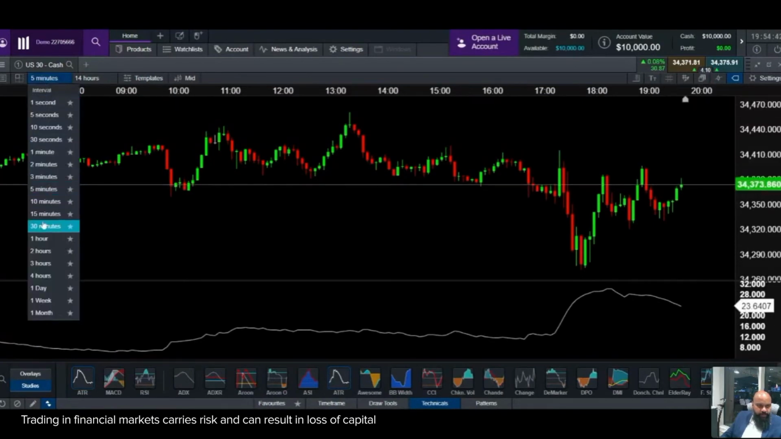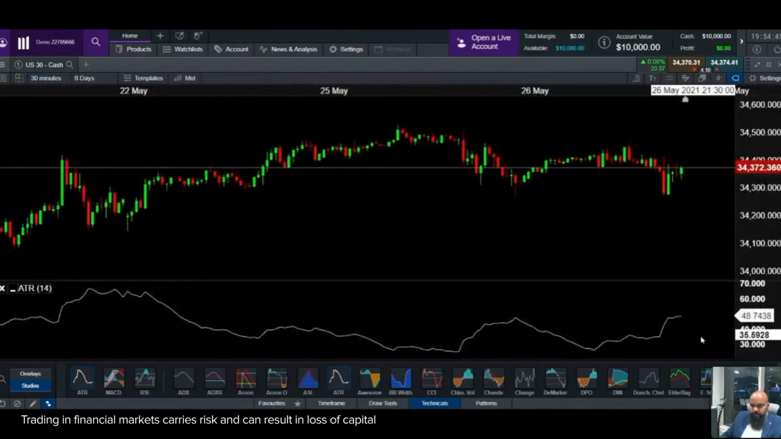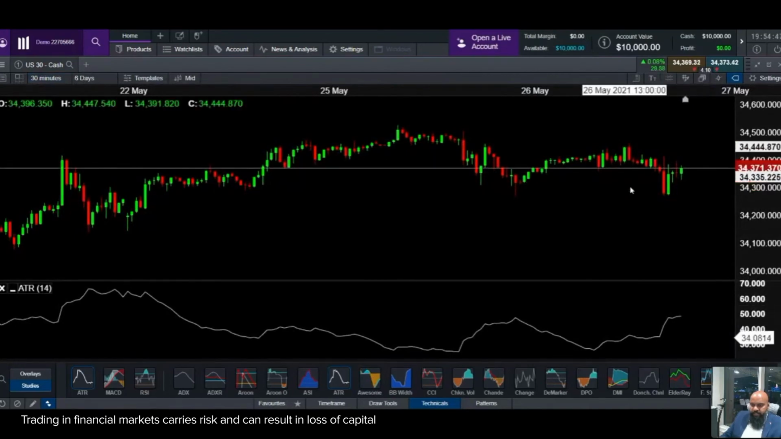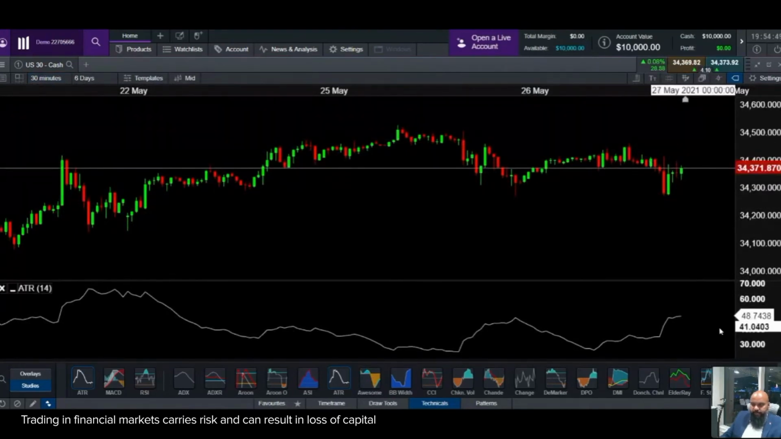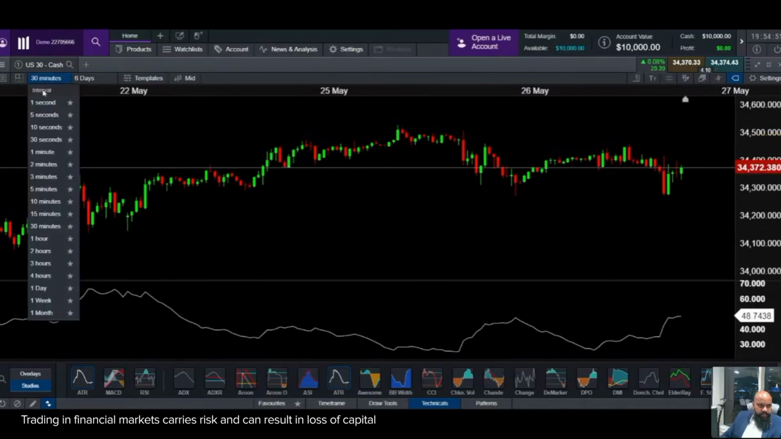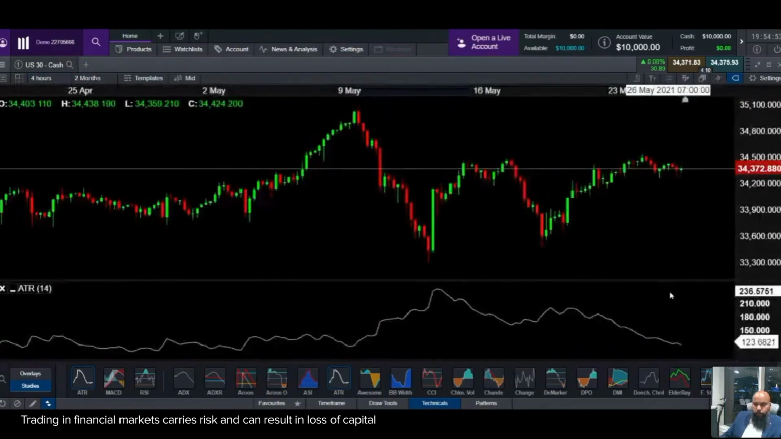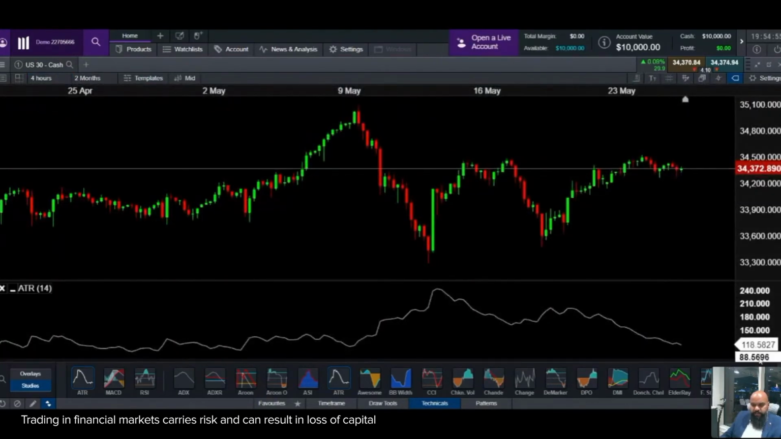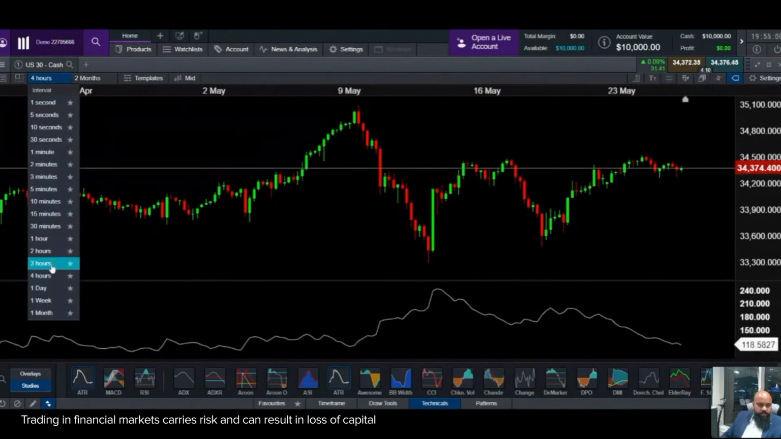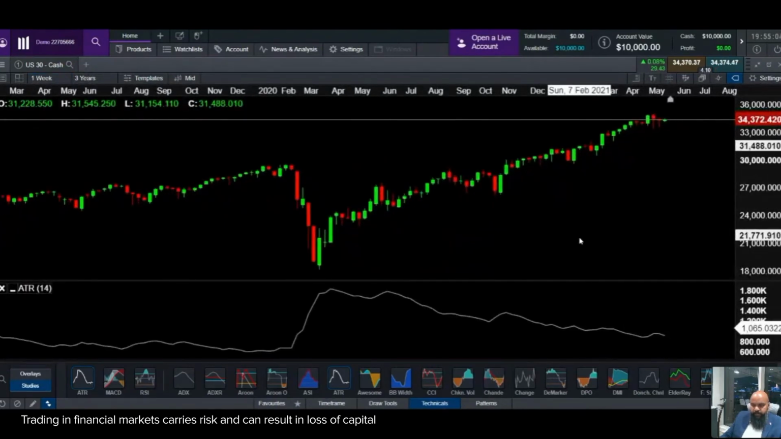Let's change the time frame to 30 minutes. In 30 minutes, this particular instrument, that is US 30, can move $48. Let's go to 4 hours. On a 4-hour chart, this particular instrument can move $118. And let's just do weekly for one last example. In a single week, this particular instrument can move $1,000.